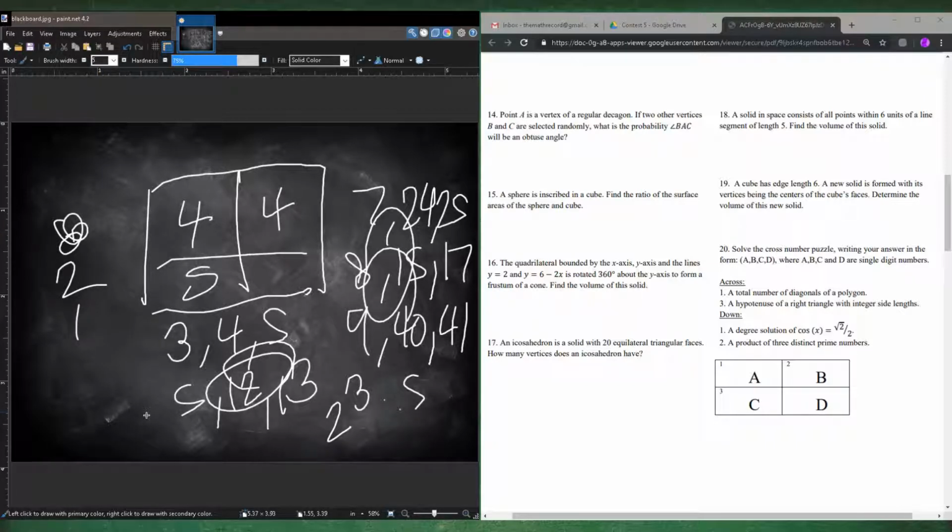If you have 2, that's 42. 42 factors into 2 times 3 times 7. So yes, this works, so 42. And 41 is just prime, so you can't do anything with that. So the answer is right here. So A, B, C, D is 4, 4, 5, 2. So that's the answer for number 20.